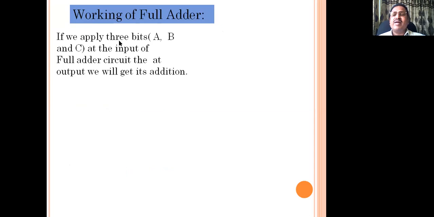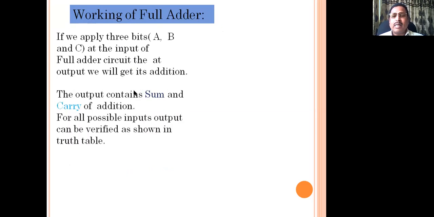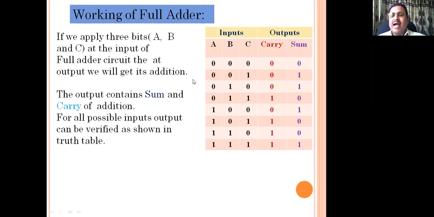We can apply 3 input bits as A, B, and C. The resultant final output will be the addition of 3 bits as the full adder circuit output. An addition contains 2 binary bits. One is the sum, the resultant output of the last XOR gate. Second is the carry, the resultant output of the OR gate, right? For all possible input combinations, you can verify with the help of a truth table and diagram that if A, B, C are the input, the resultant 2-bit output can be a carry and sum.